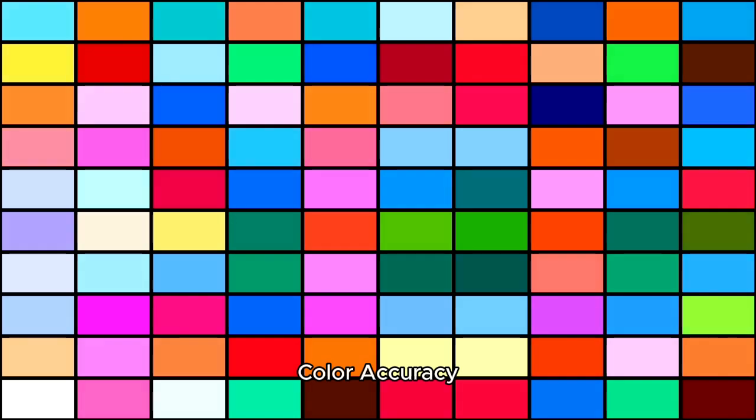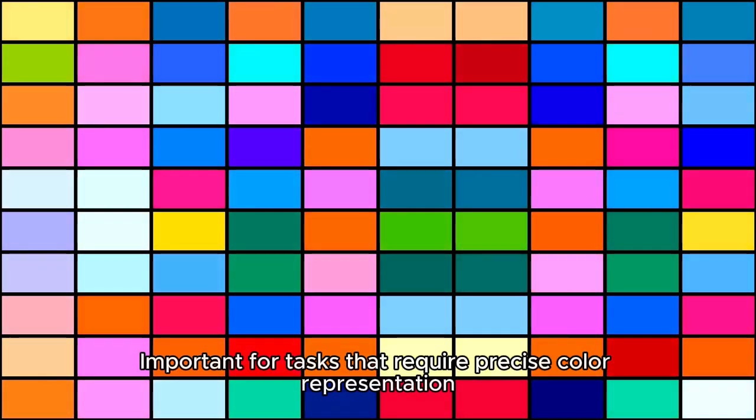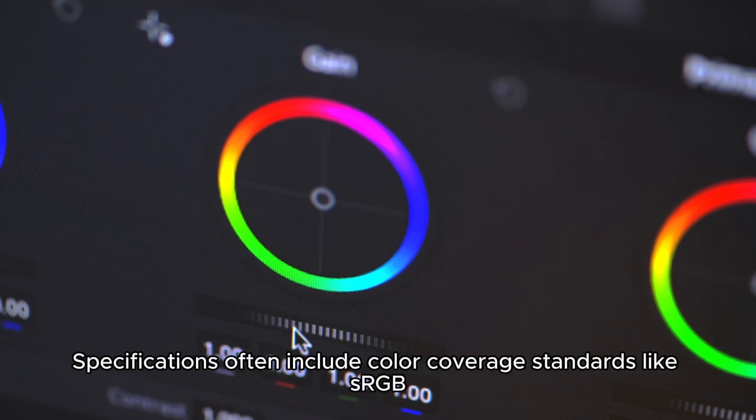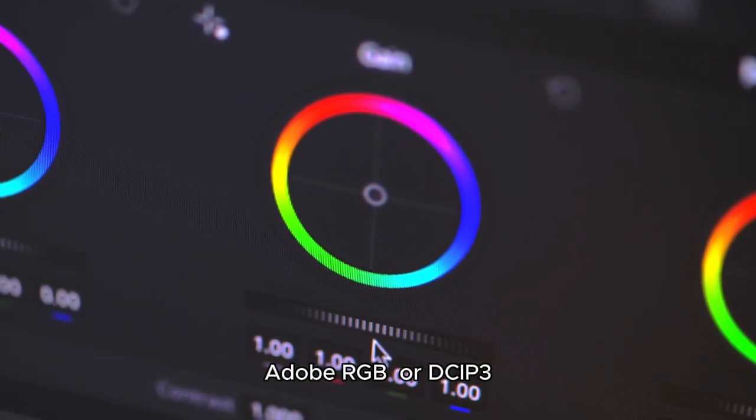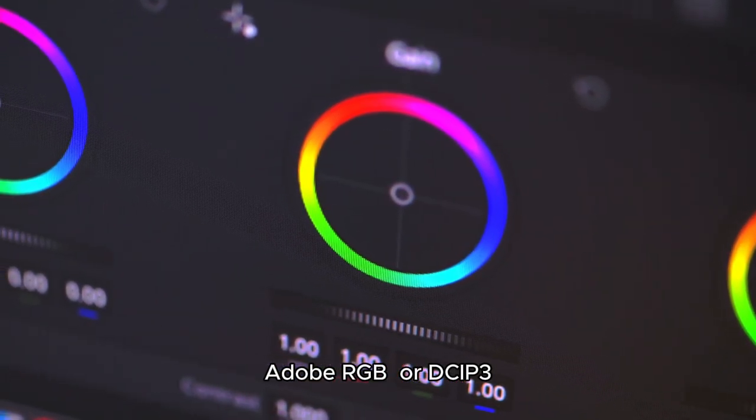Color accuracy is important for tasks that require precise color representation. Specifications often include color coverage standards like sRGB, Adobe RGB, or DCI-P3.